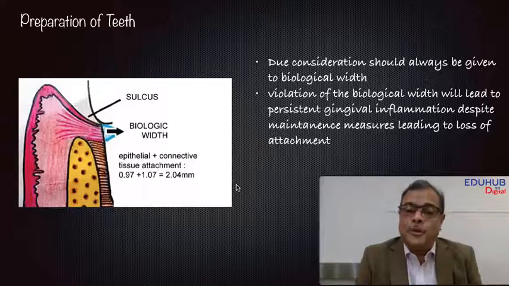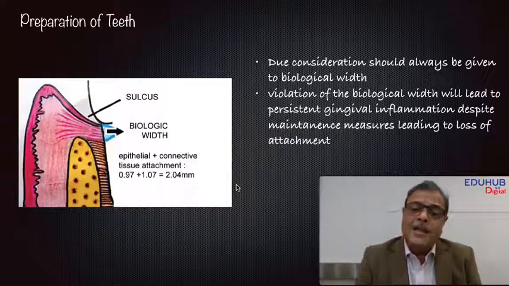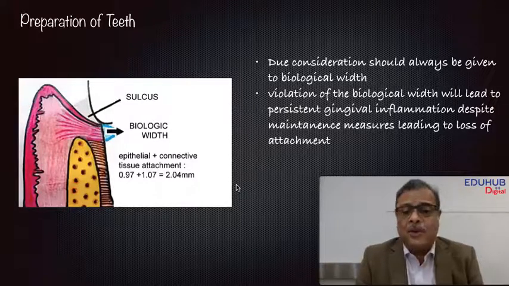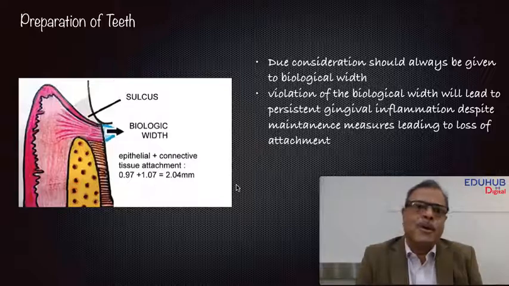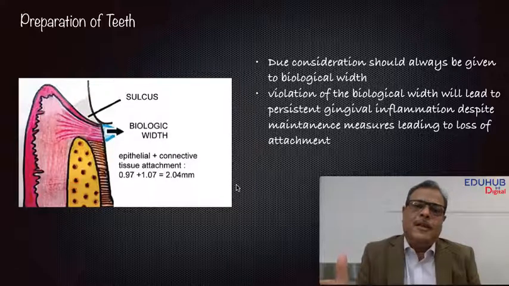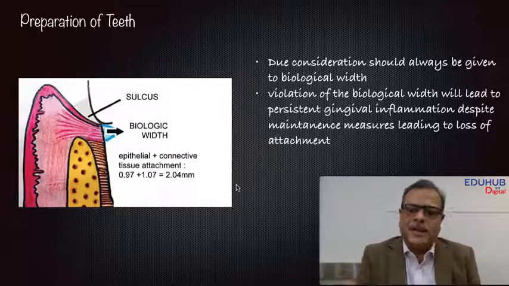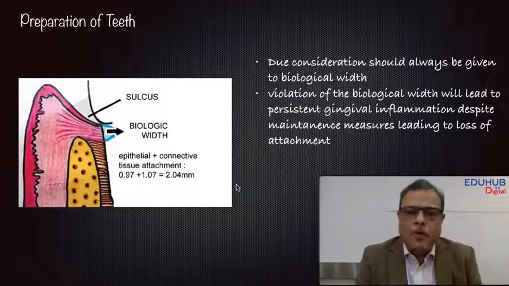You need to be very, very sure that you're there. You should be at least 3 millimeters away in natural teeth up to the bone height to maintain a good biologic width of 2.04 millimeters. So all these considerations are important. So when you're doing all the phases of preparation, impression making, you should be thorough with what's going on.